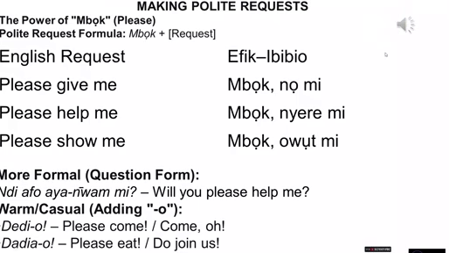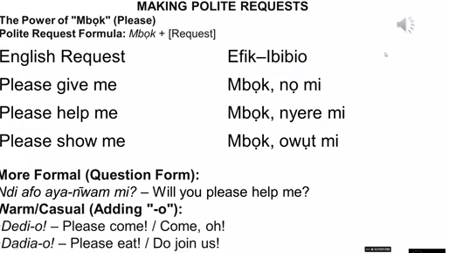Making polite requests involves using respectful and friendly expressions to communicate your needs. A key word in doing this is mbok, which means please. It is used to soften requests and make them more courteous. The basic structure for a polite request is mbok plus a request. For example, mbok no me means please give me, while mbok enwa me means please help me. These expressions are simple but effective in everyday communication.